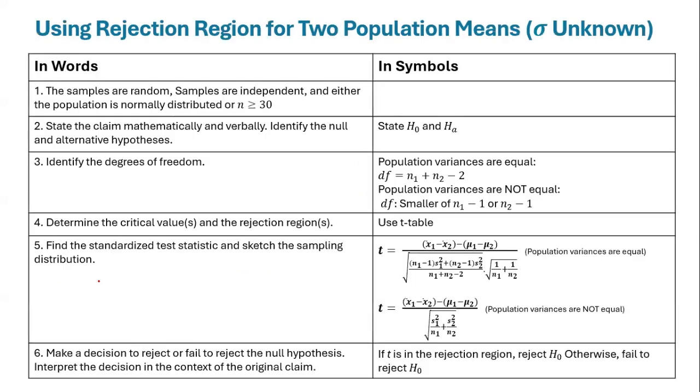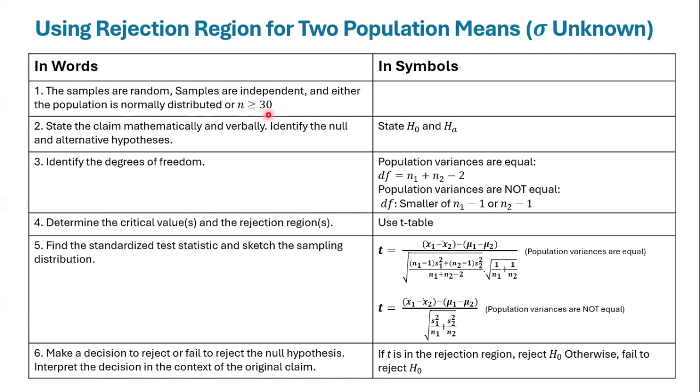So I put all of the steps here in this table for you. As you see, the steps that we follow are completely similar to the steps that we had in chapter 9. So if you completely learn everything in chapter 9, you won't have any problem, just the formulas are different. First, as the first step, we need to check the requirements. The samples must be random, the samples must be independent, and the population must be normally distributed, or each of the sample sizes must be more than 30.